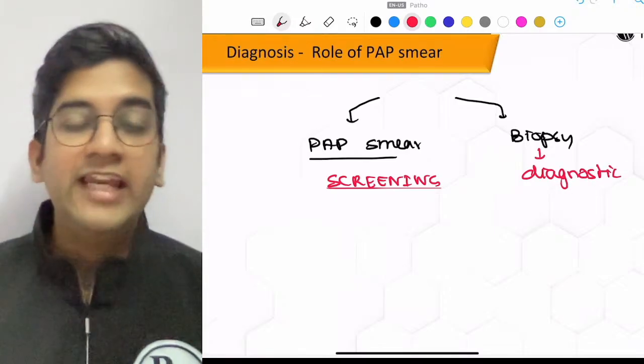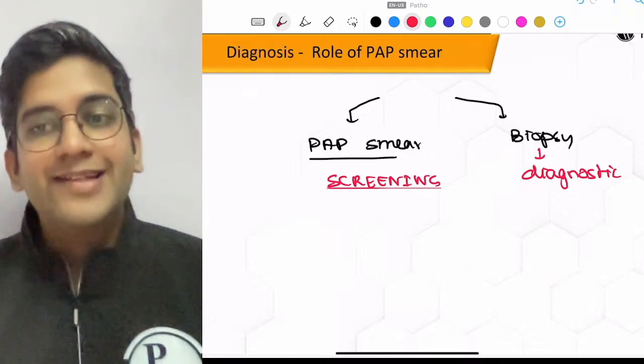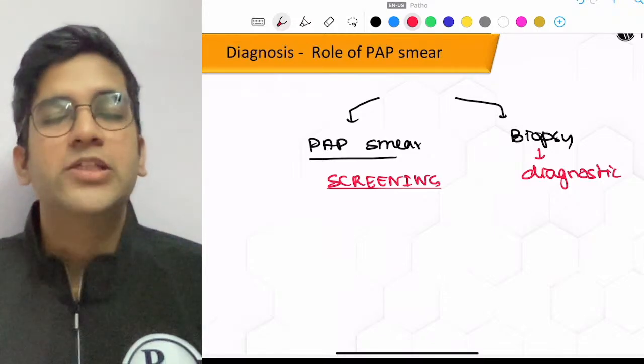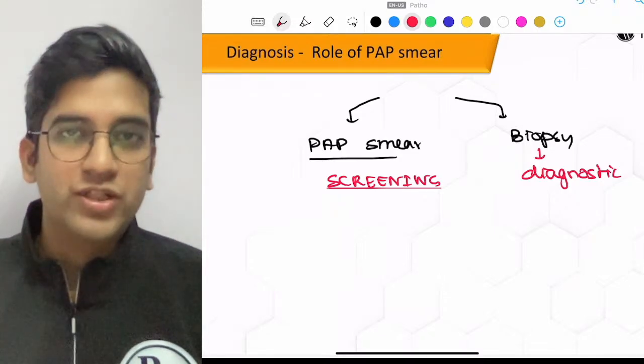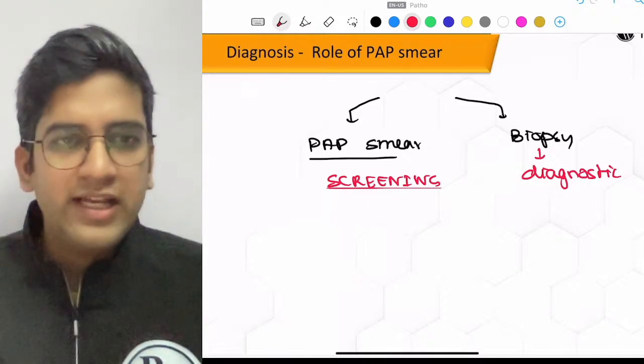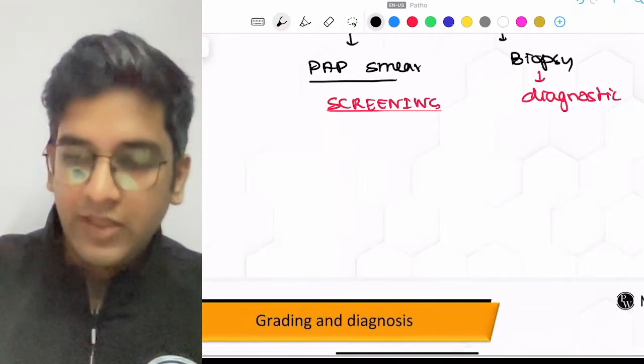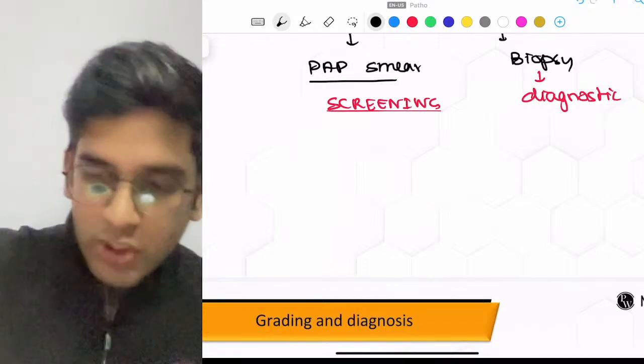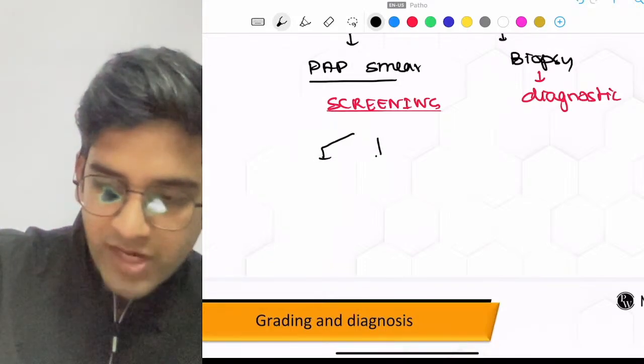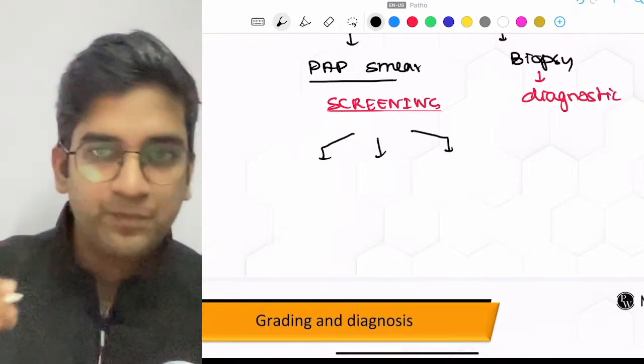Please don't forget at any point of time in your life, a screening test can never be diagnostic. A screening test is only screening. Biopsy is obviously diagnostic. Pap smear is definitely useful for me, I'm not denying the fact, but it's a screening test, right? Now let's see, what does pap smear give me and what does my biopsy give me? Pap smear tells me three different possibilities.